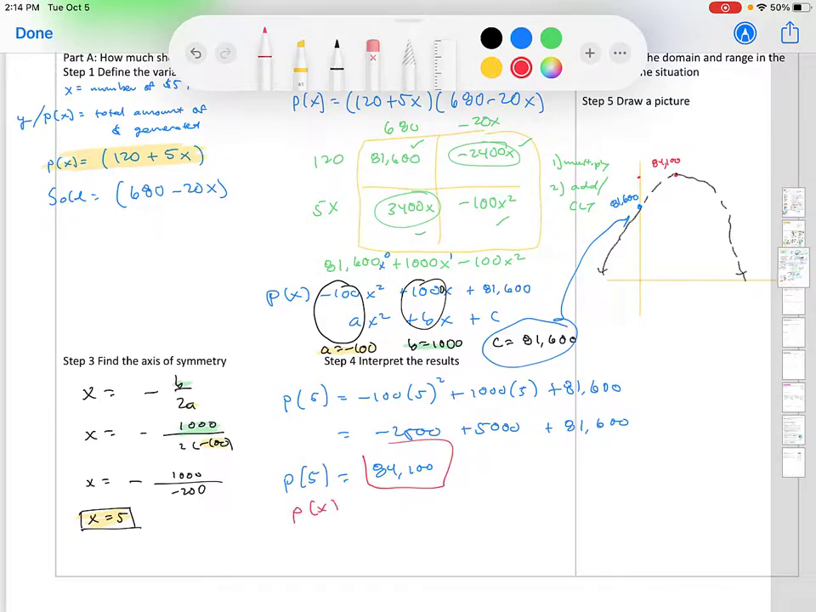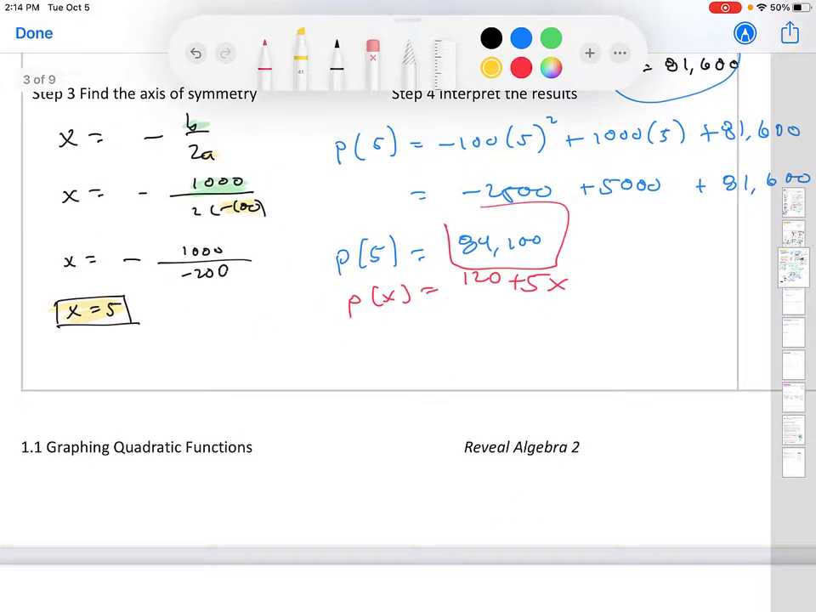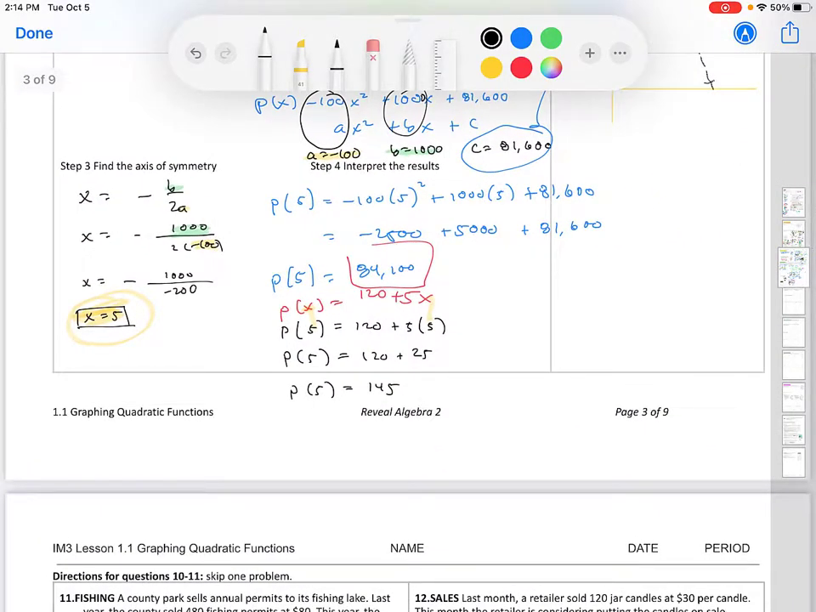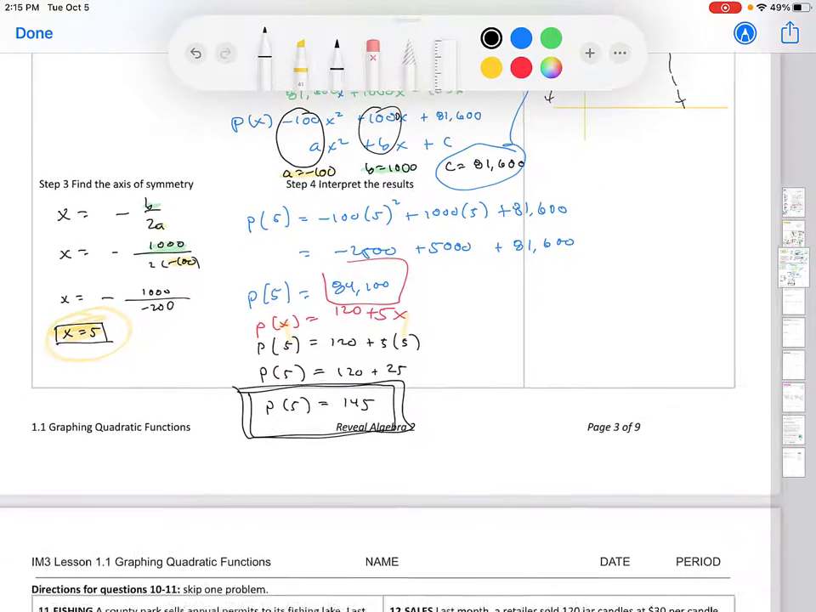So P of x equals 120 plus 5x. And we said we're going to put in this 5 here. And P of 5 equals 120 plus 5 times 5. So P of 5 equals 120 plus 25. So P of 5 equals 145. Let's write a sentence to help us understand what this means. Double boxes, that's my final answer.